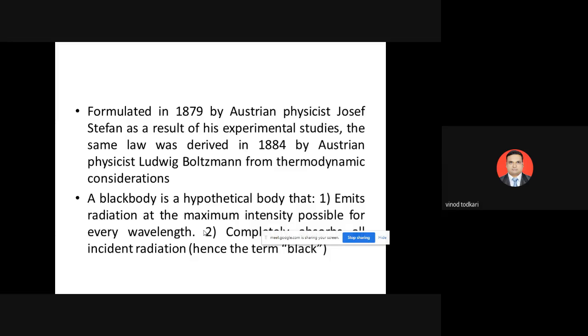Even the sun is an example of black body. Ice is an example of black body. The absorptivity of ice is 0.96. So ice is also an example of black body. Lamp black, platinum black, there are plenty of examples of black body. Just remember that the word black has nothing to do with color. Actually, it is called black because it absorbs all incident radiation. That's why it is called a black body.